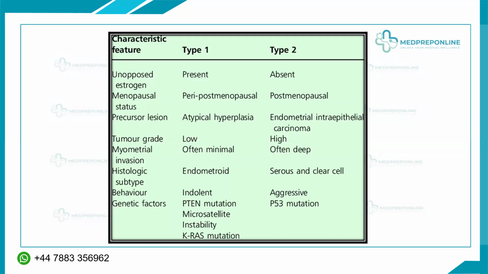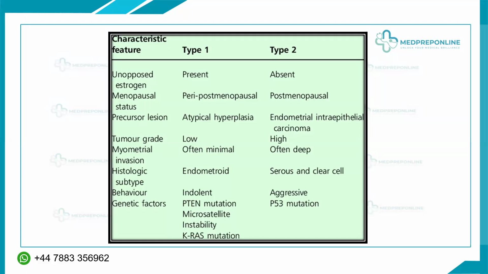So very important to remember, type 1 are endometrioid carcinomas, and type 2 are the serous and clear cell. So always remember the serous and clear cell carcinomas, which are type 2 related, have a worse prognosis, right? Endometrioid carcinomas have a good prognosis. So the genetic pattern, because they are indolent in nature and not rapidly growing, whereas type 2 carcinomas are usually slow growing.